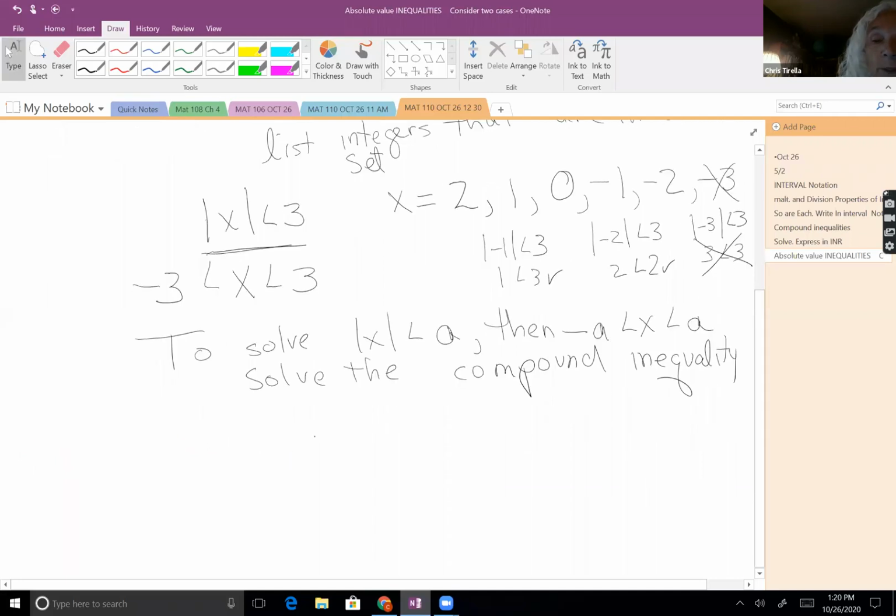I guess we could also look at it. Let me do this up above here. We could also look at it if the absolute value of x is less than 3, that means I'm within 3 of 0, and it could be on either side.